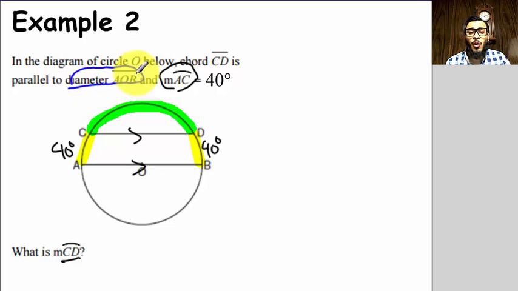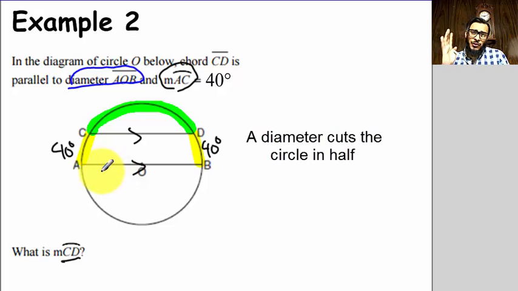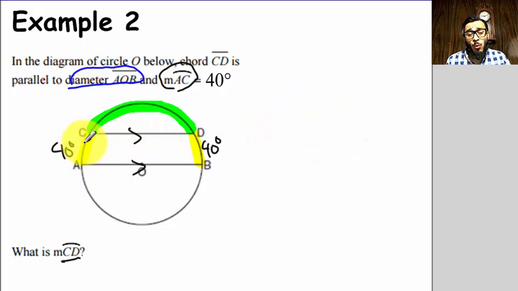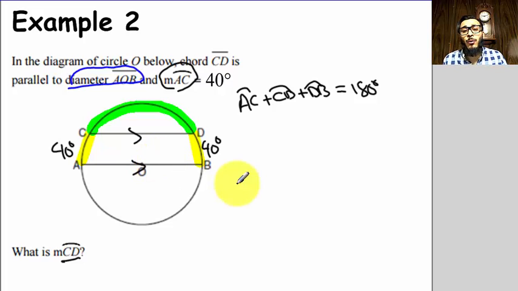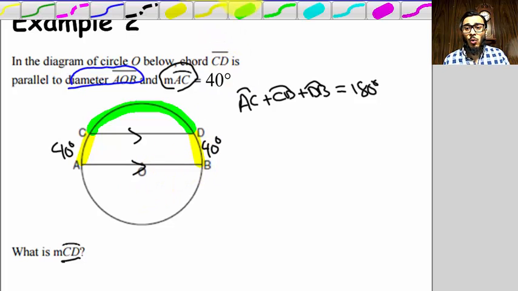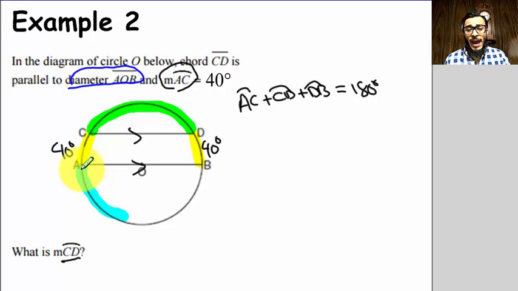Now, what you need to know about a diameter is that a diameter cuts right through the middle of the circle. So here's where I'm going with this. I want you to see that arc AC plus arc CD plus arc DB should be equal to 180 degrees. Now, why is that? Well, remember, the diameter is cutting the circle in half. This half over here is, of course, 180 degrees, and then the top half will also be 180 degrees.